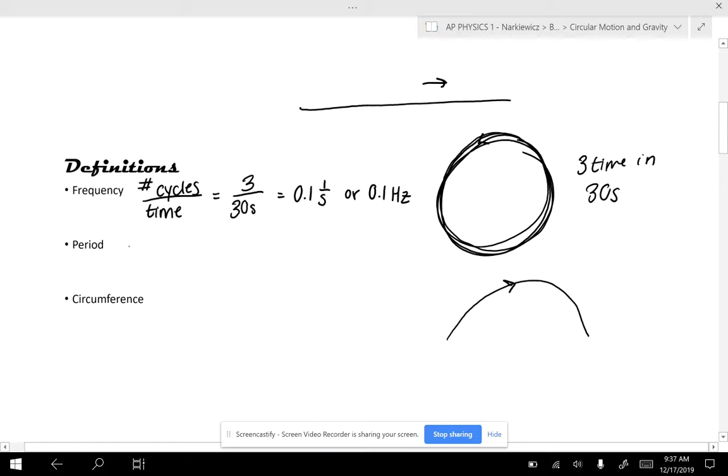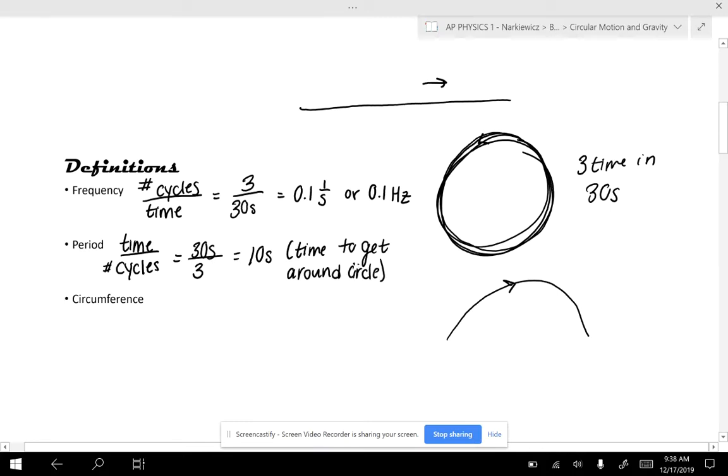Okay. The period, on the other hand, is the time for a specific amount of cycles. Okay, so for the same example, our time was 30 seconds. The number of cycles was 3. So we have a period of 10 seconds. And what that means is the time to get around the circle is 10 seconds. So like the time to complete one loop.